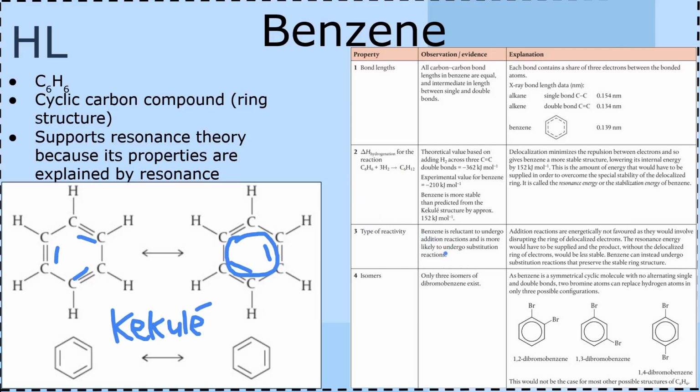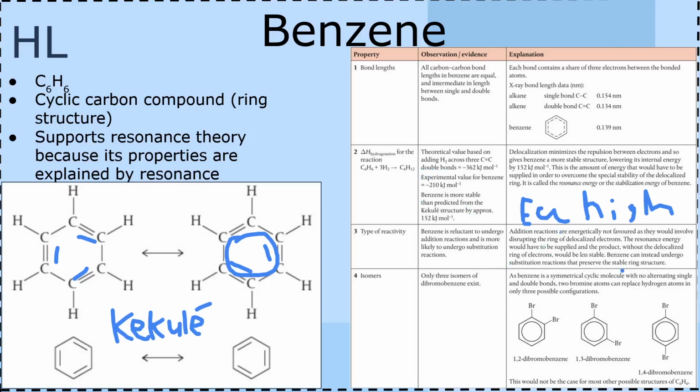Now, for the type of reactivity, benzene does not often undergo addition reactions and is more likely to undergo substitution reactions. You might think this is weird, because we said that the delta H of hydrogenation, where you add all these hydrogens, is actually exothermic and releases energy. But note that this is only because the activation energy is extremely high for this reaction. Even though the product is more stable, it requires a lot of energy to overcome the activation energy from the stability of the delocalized electrons in that ring. Because benzene has delocalized electrons, it has a higher activation energy and is more stable.